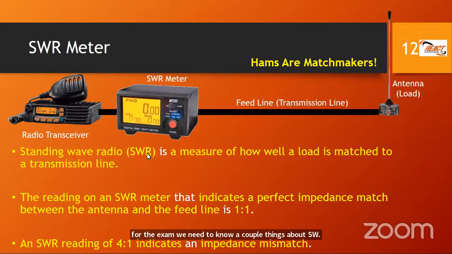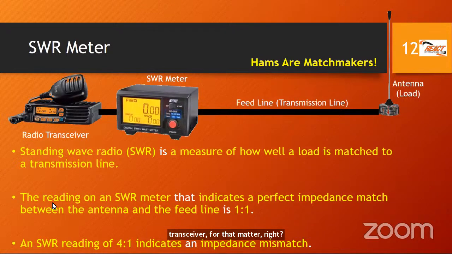SWR, or standing wave ratio, is a measure of how well a load is matched to a transmission line. And when we say load, they're trying to tie you up here, but the load in this case is the antenna. So don't let them tie you up when you talk about a load. This is the antenna here, and we're referring to it as the load. So it's a measure of how well your antenna or load is matched to the transmission line and also your transceiver for that matter. All right, so this is an exam question that you need to know.